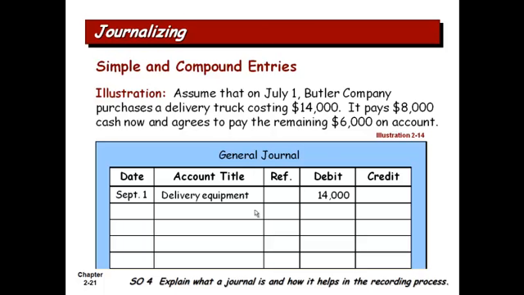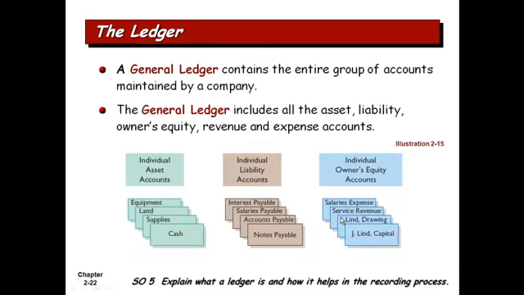So we're going to debit delivery equipment for $14,000, and we're going to credit cash for $8,000. But look at this, debits and credits do not equal. So we're paying the remainder on account which is accounts payable, 6,000. So the credits, you can tell by the indentation, and you don't have to worry about that in the homework problems. You can just see that in the textbook. 8 plus 6 equals 14. Debits and credits are in balance.